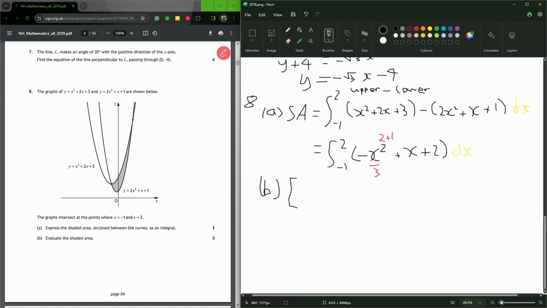Okay, and what does that get us? That gets us minus x to the cube over 3. Fantastic. Move on to this.